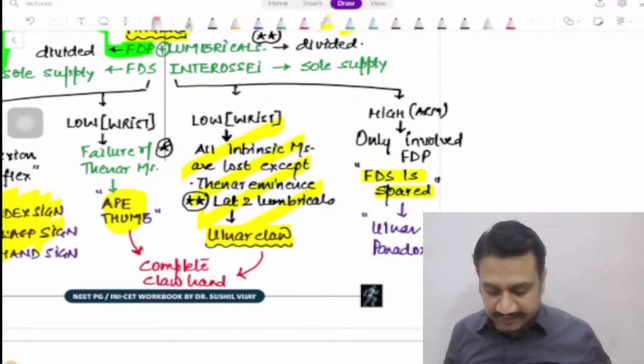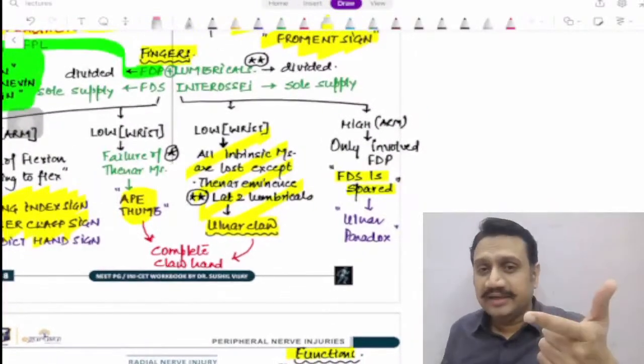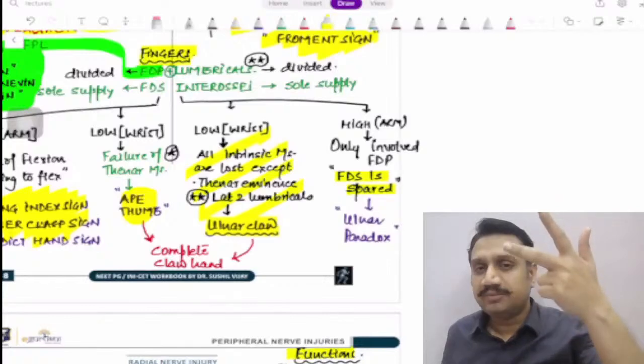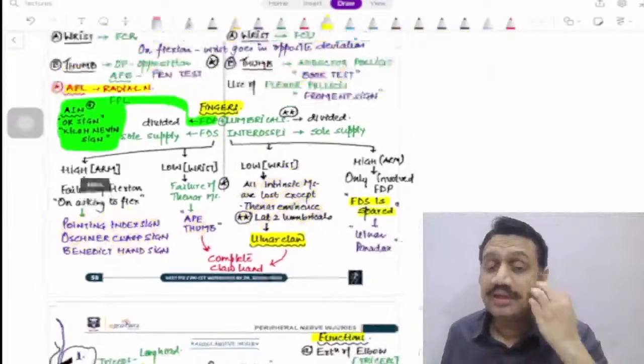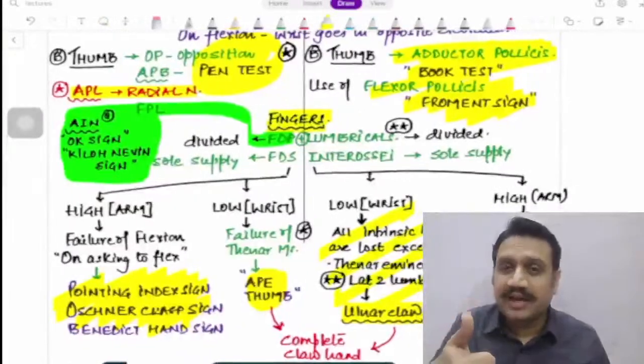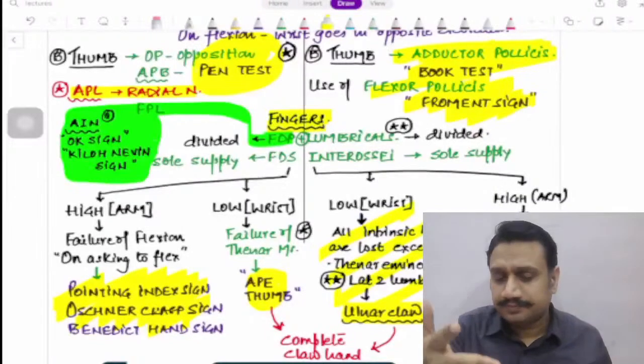So please don't forget these four special tests: the pen test number 1, the OK sign number 2, pointing index number 3, and ape thumb number 4, four for the median nerve. And for the ulnar nerve, the book test, and the failure of it is Froment sign. Then you have the ulnar claw.